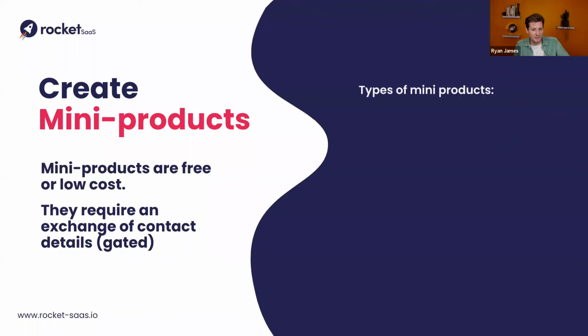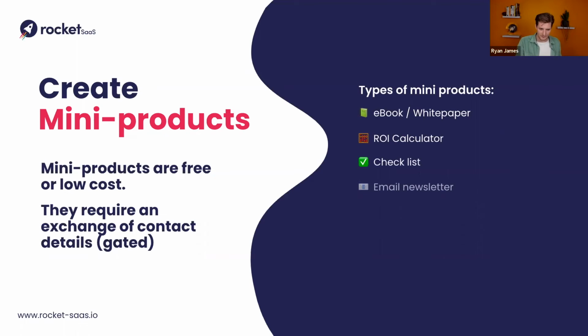And types of mini products are an ebook or a white paper, an ROI calculator, so maybe a calculator on your website where they enter a series of data points and information. At the end, it spits out the return on investment they would get from potentially working with you. Checklists work well, similar to an ebook. Email newsletters. I see a lot of businesses that are generating a lot of revenue through their weekly newsletters.